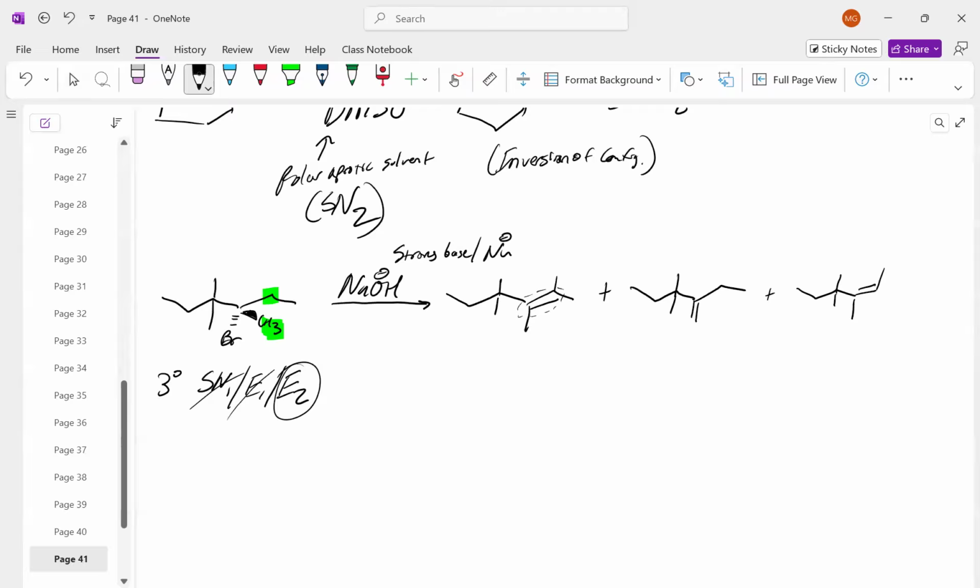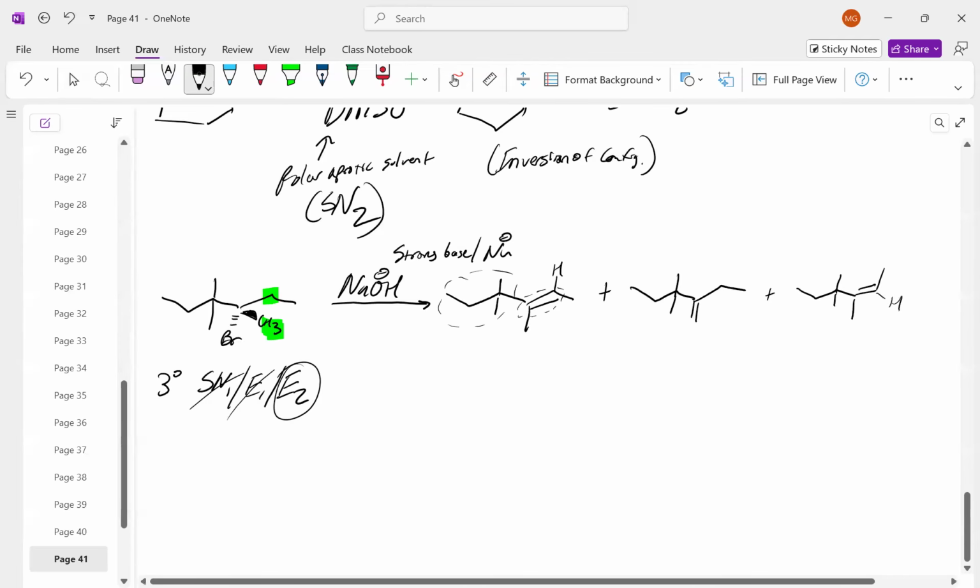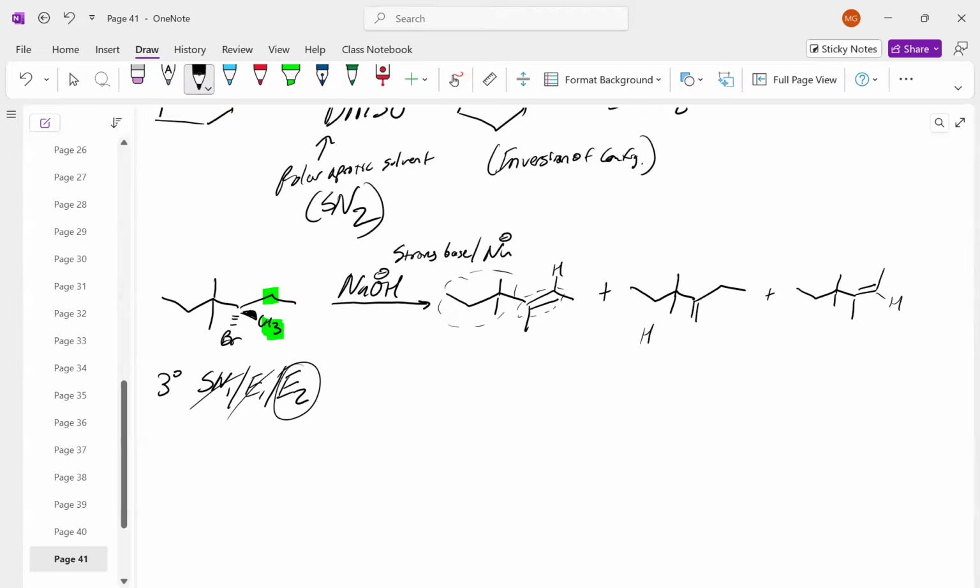Because here, that big group on this side is cis to the hydrogen. Or we could say the two methyl groups are cis. And now here they're trans to each other. Let's just put all together. Which of these three are the most stable products? Well, this is the Hofmann product. That's the least substituted alkene. So that's not a major product.